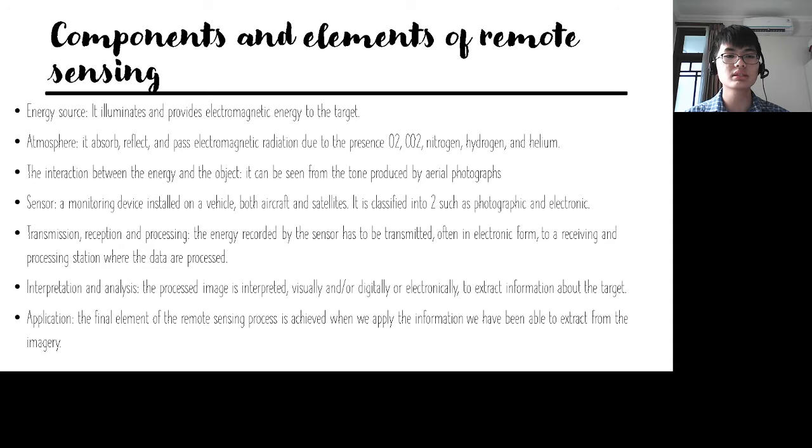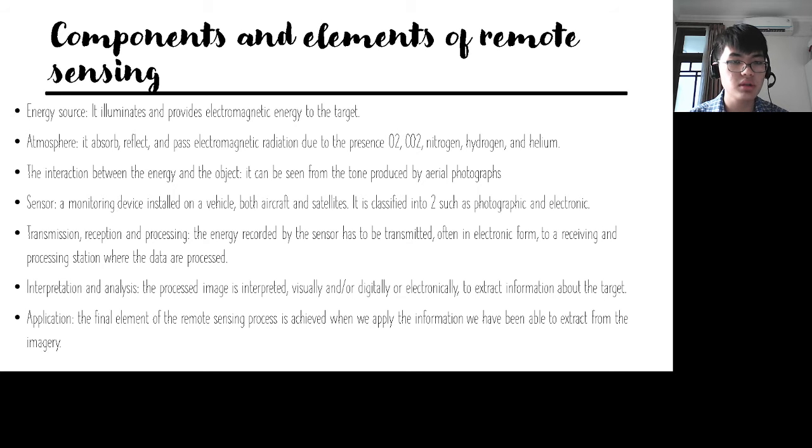Now, the components are energy resource. It illuminates and provides electromagnetic energy to the target. Atmosphere. It absorbs, reflects, and passes electromagnetic radiation due to the presence of oxygen, carbon dioxide, nitrogen, hydrogen, and helium. Then we have the interaction between the energy and the object. It can be seen from the tone produced by aerial photographs.